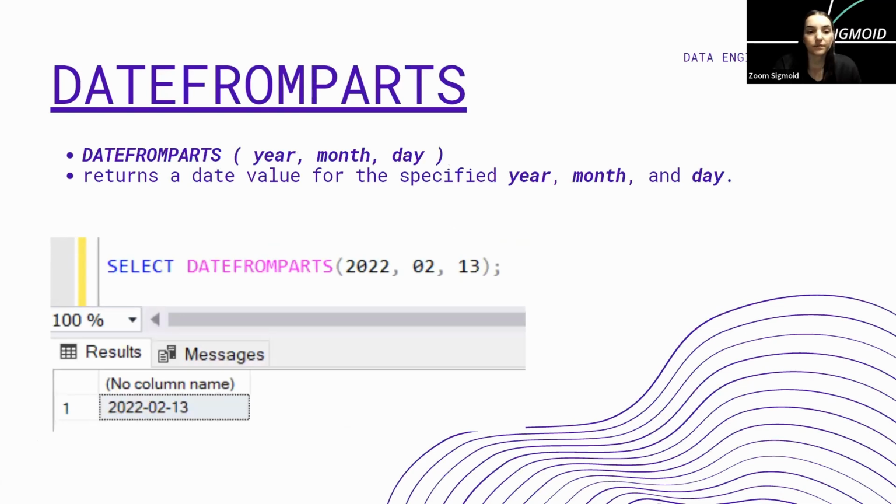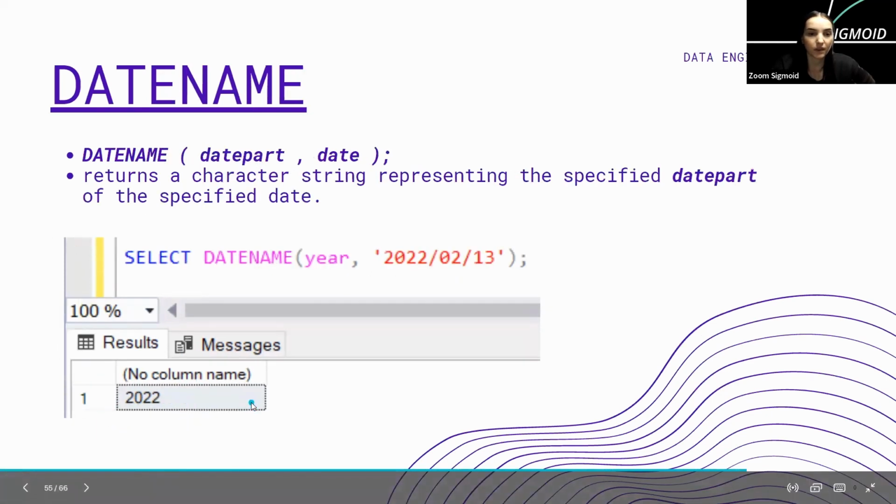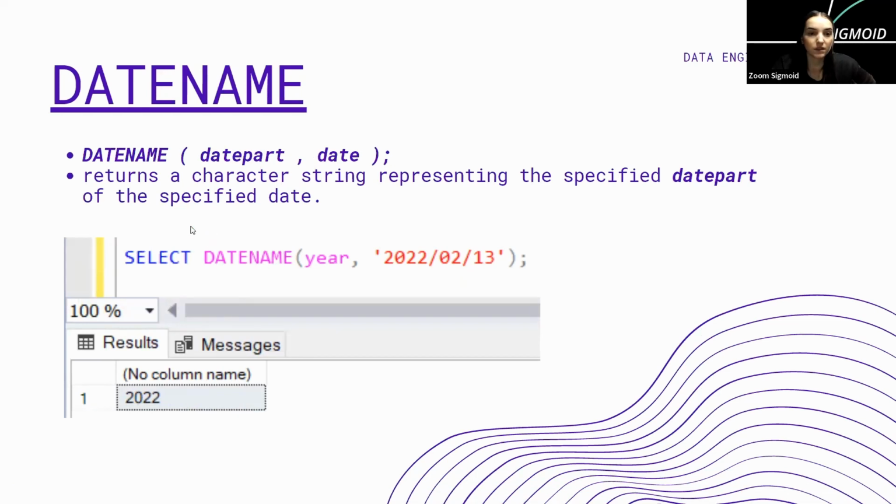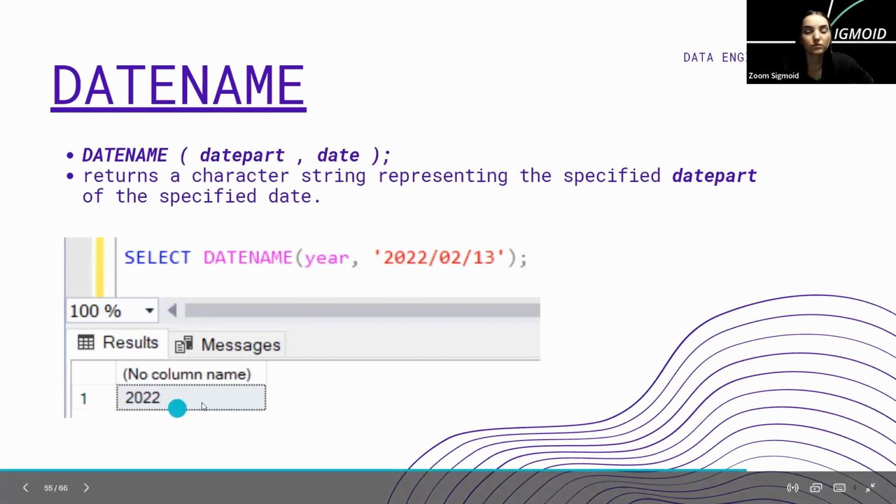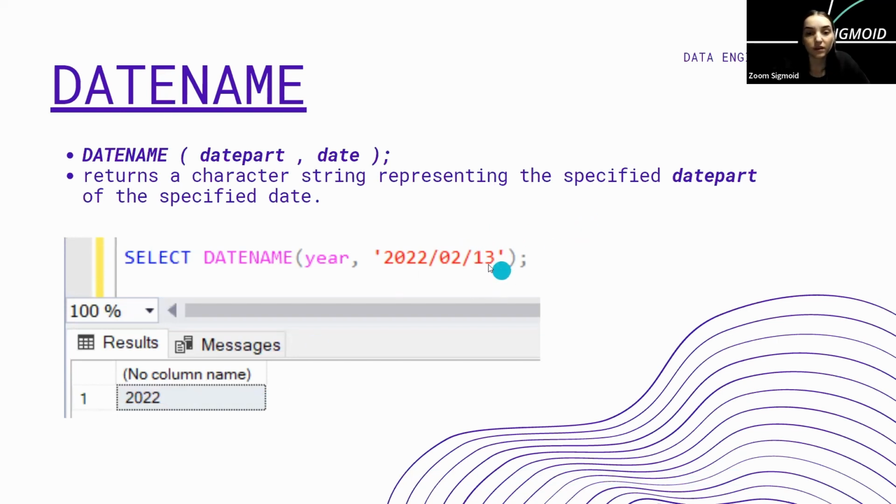Date from parts, you can build your date with the following values. You have to specify the year, the month, and the day, and you get this result. The date name returns a character string represented by the date part. So the date name gives you what you want from this date. You want the year, okay, it gives you 2022. But if you want the day, it will give you 13. If you want the month, it will give you 2, and so on.